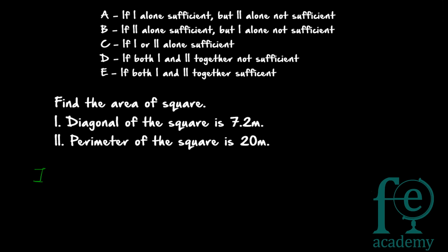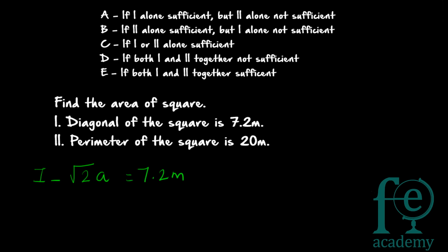Our first statement is diagonal of the square is given. So what is the area of the square? Area of the square will be equal to a square, where a is the side of the square. In the first statement, it is given that diagonal of the square is 7.2 meter. What is diagonal of a square? Diagonal of a square is given as root 2a. So root 2a is equal to 7.2 meter.